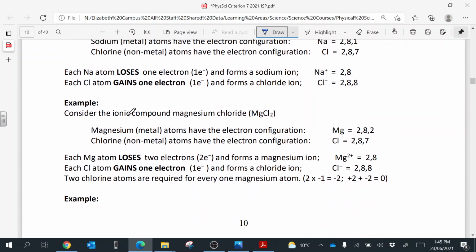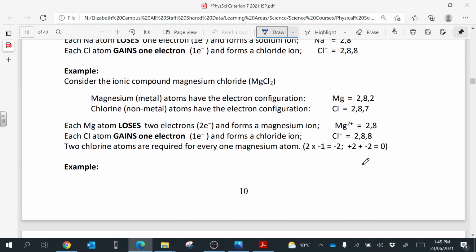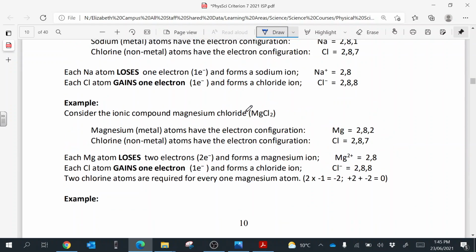Okay. Example, consider the ionic compound magnesium chloride. So here we have magnesium metal, which will lose its 2 valence electrons, and we will have to have 2 chlorine atoms with the 7 valence electrons, because each wants to gain 1. So then we will end up with 1 magnesium for 2 chlorines, like that.